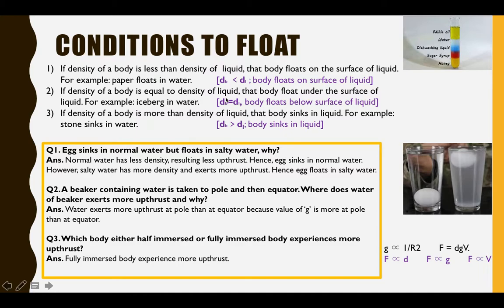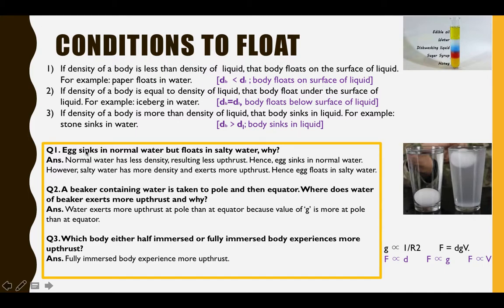Similarly, if the densities of the body and the liquid are equal, then in that case also the body will float, but not on the surface, but under the surface of the liquid. Example, iceberg in water. Iceberg and water have approximately equal density, so you can see that the iceberg floats under the surface of water. But if the density of the body is more than the density of the liquid, that body will sink in that liquid. Example, stone sinks in water. Here stone has more density than water.